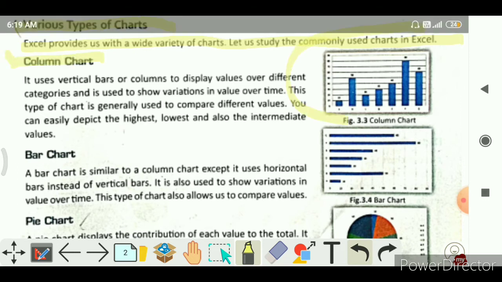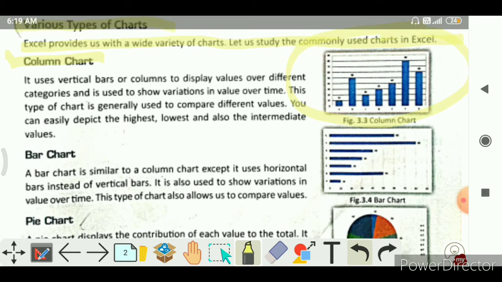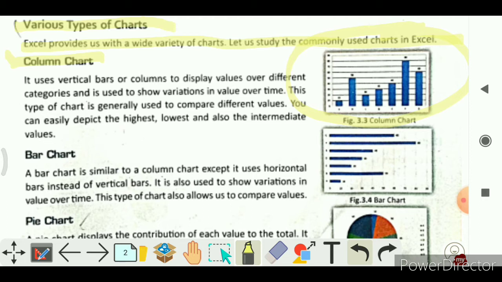Here you can see the column chart, and here the data has been represented in vertical columns. That is why this is known as a column chart. It uses vertical bars or columns to display values over different categories and is used to show variation in values over time. This type of chart is generally used to compare different values. You can easily depict the highest and lowest, also the intermediate values. It means this chart is used to compare the data, right?